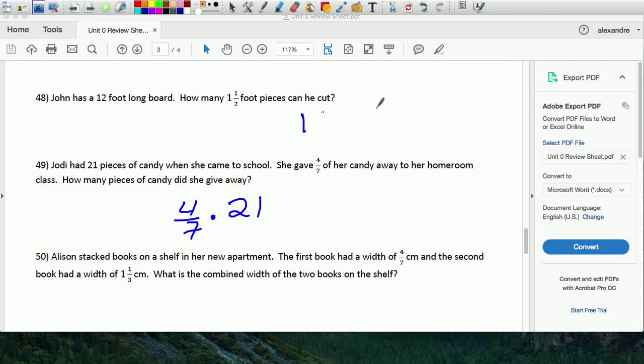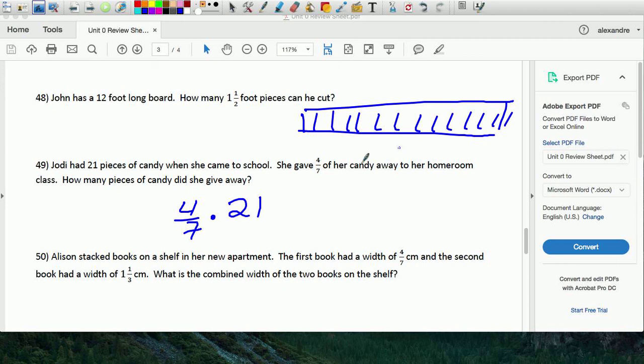So imagine if this was all your lollipops, right? 4/7 is a little bit more than half, so I would take about this much away from you, right? So let's figure out what that much is. So 4/7 times 21, let's put this over 1.